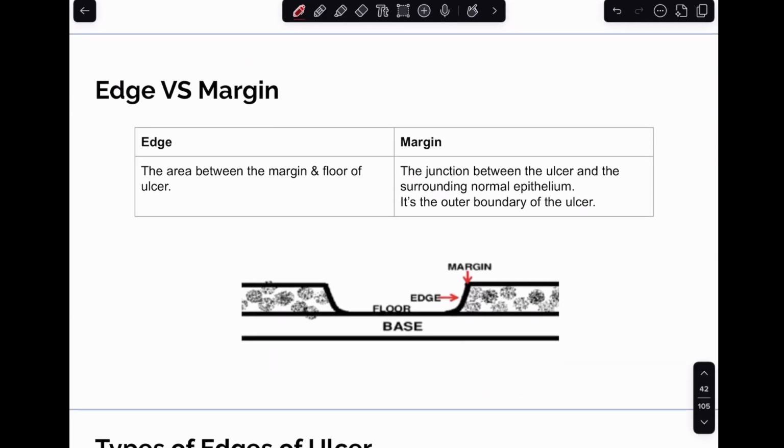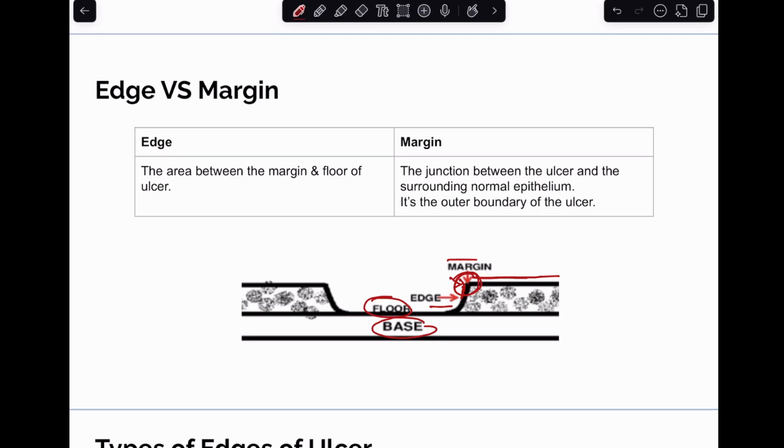If you look at the image over here, this is what an ulcer looks like. Here is the base, this is the floor, this is the edge, and this is a margin. So what is the margin? Margin is this junction that you are seeing in between the ulcer and the surrounding normal epithelium. So this area is the normal epithelium and this is where the ulcer starts. So this junction that we are seeing over here is the margin. The margin forms the outer boundary of the ulcer.